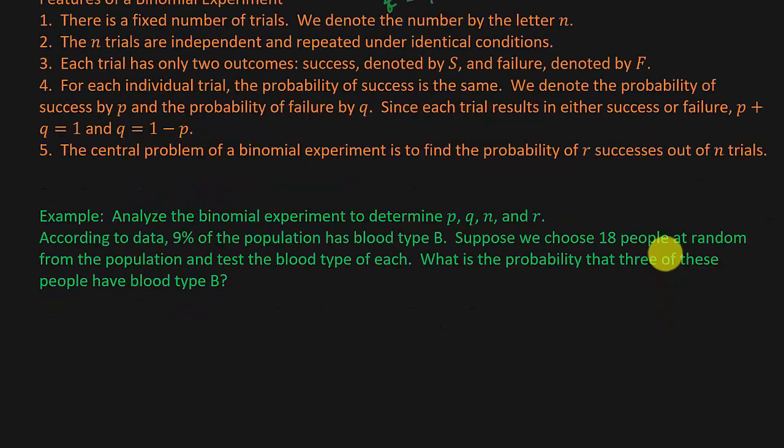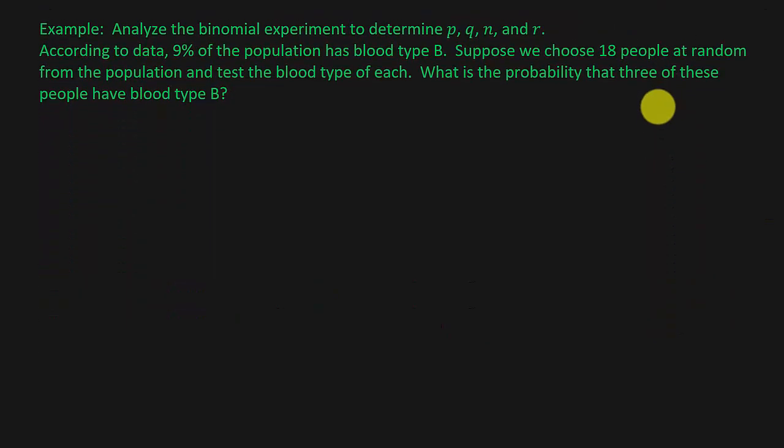All right, so let's get started with some examples to work. Analyze the binomial experiment to determine P, Q, N, and R. So in this one, we're not finding probability. We're just going to learn how to identify the probability of success, the probability of failure, N, the number of trials, and R, the number of successes that we want.